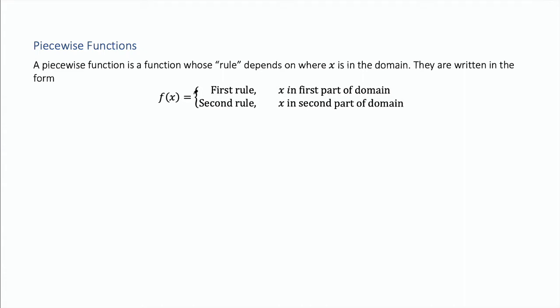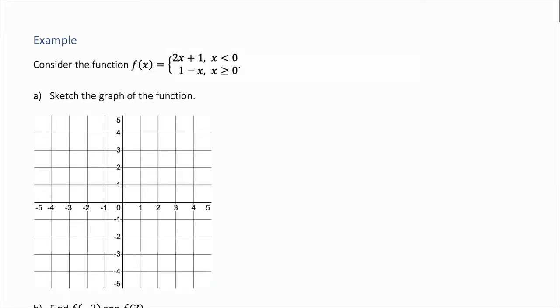We have f of x equals, and then we have this curly brace, and then we write our different rules, and these are like the formulas, okay? And then a comma, and then we say what the rule is for x, like what values of x we use that rule for, okay? Let's go ahead and look at an example.